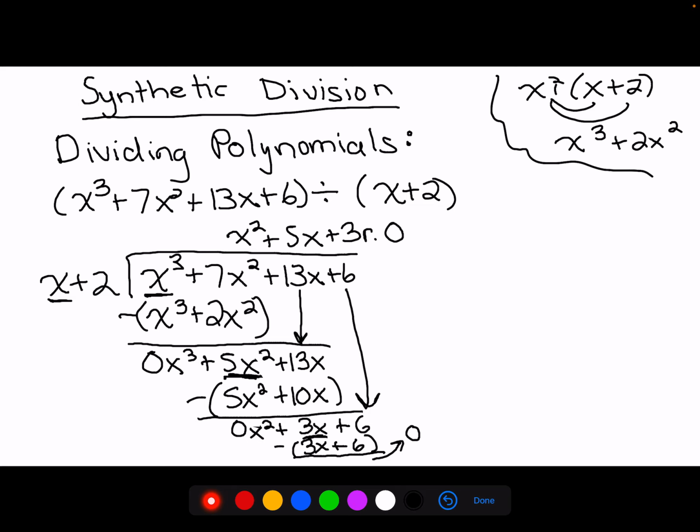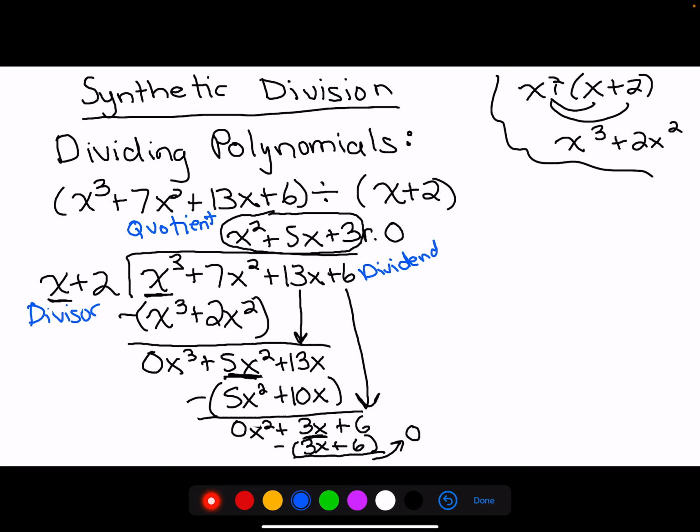All right, so the solution, the quotient is x squared plus 5x plus 3 after we carry out that division. So yeah, we had our dividend here. We had our divisor here, and we had our quotient here with the remainder.